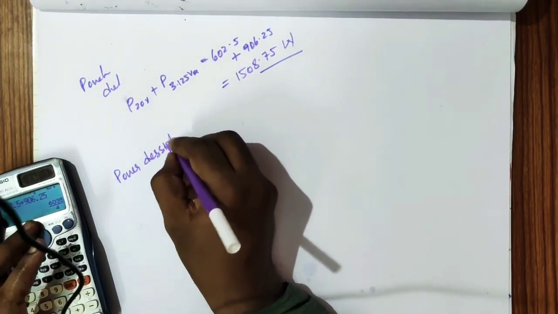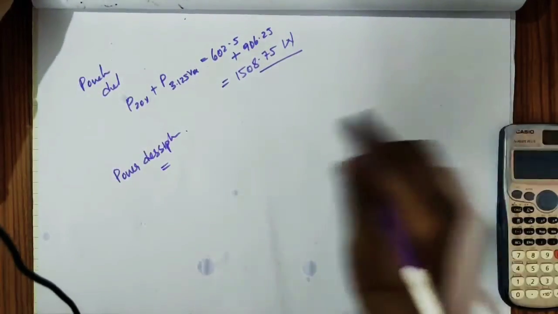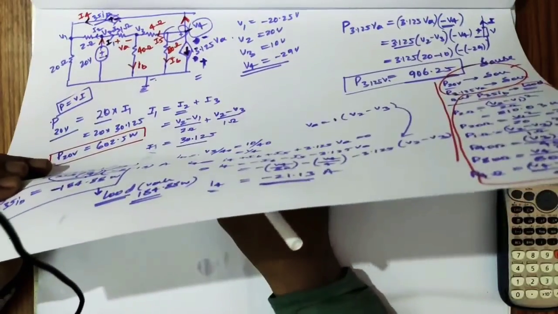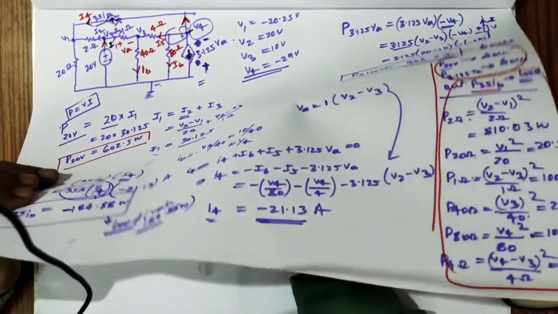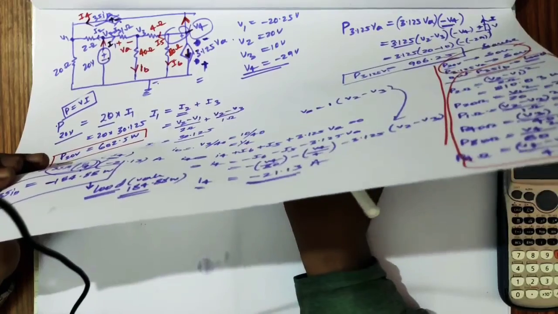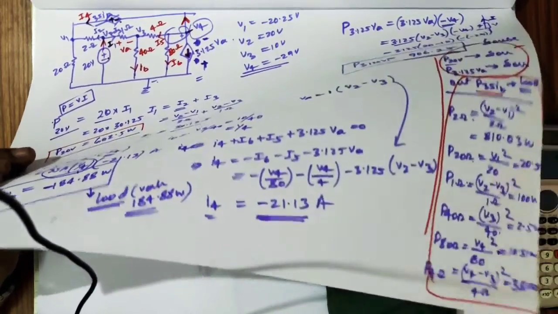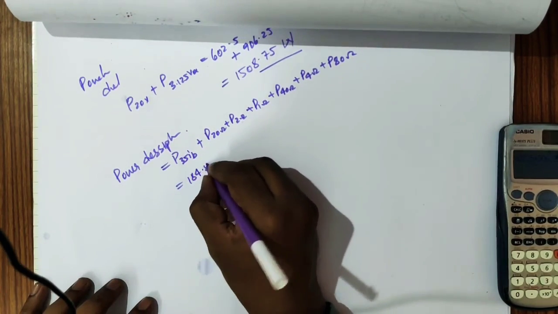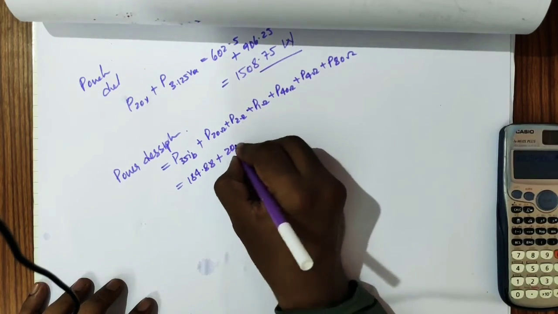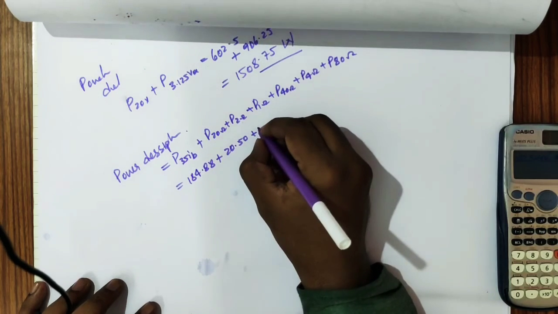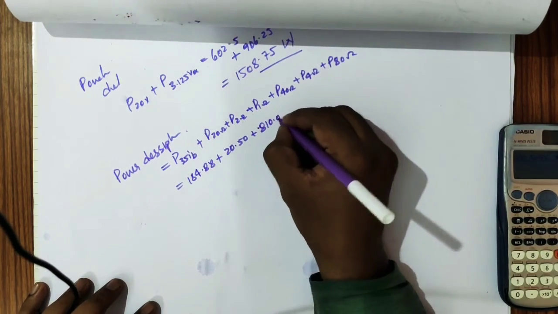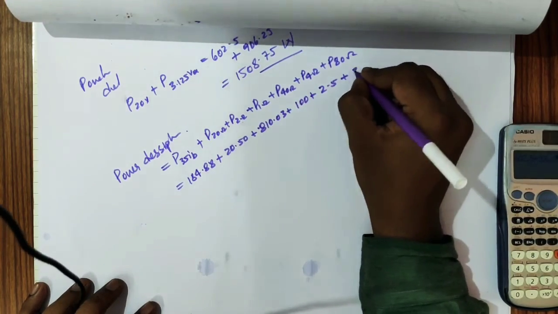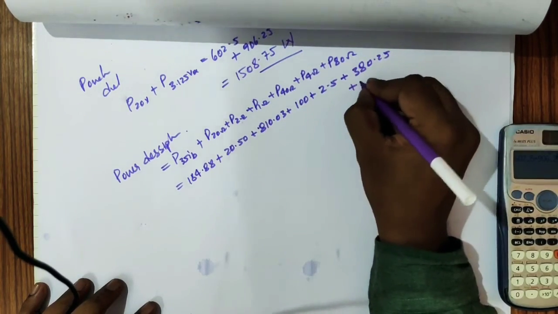So what are the power dissipating elements? That is the dependent source, P35 IB, plus P20 plus P2 ohm plus P1 ohm plus P40 ohm plus P4 ohm plus P80 ohm. So P35 IB you got as 184.88 watts, plus P20 ohm as 20.50, plus P2 ohm as 810.03, plus P1 ohm is 100, plus P40 ohm is 2.5, plus P4 ohm 380.25, plus P80 is 10.51.